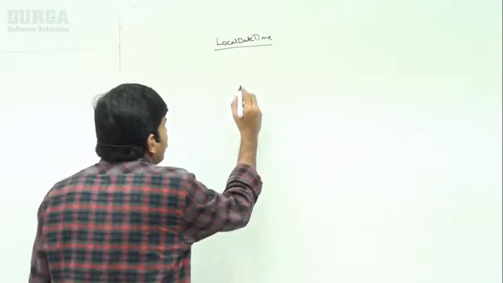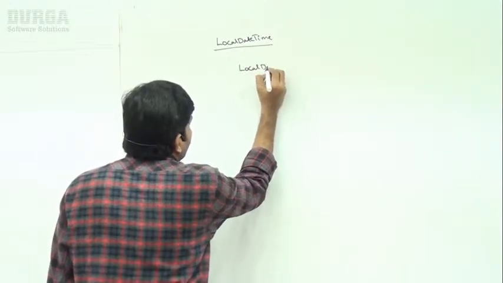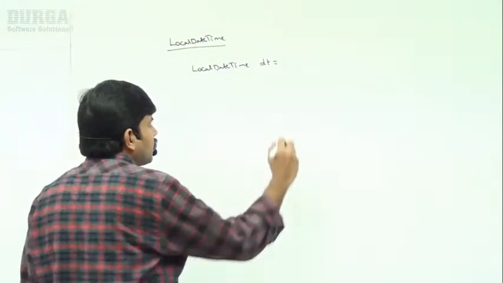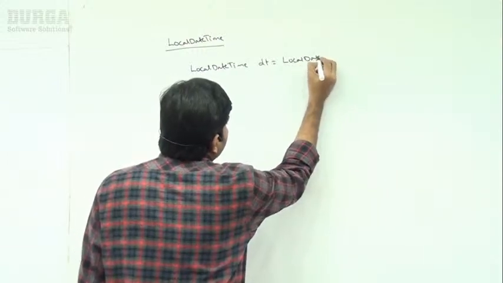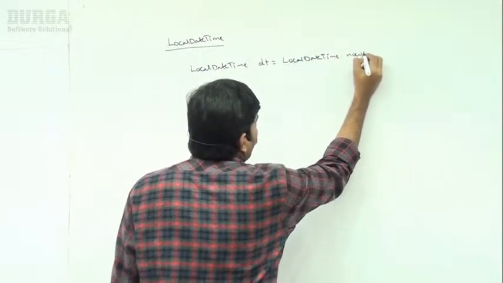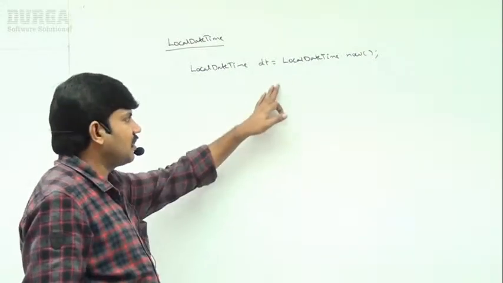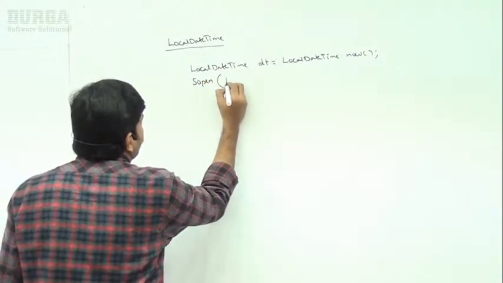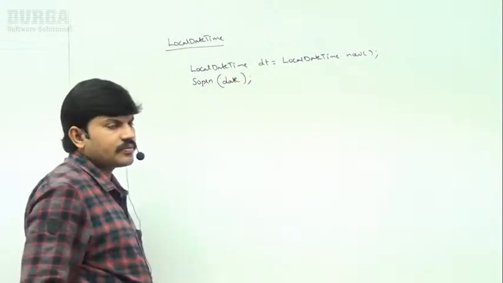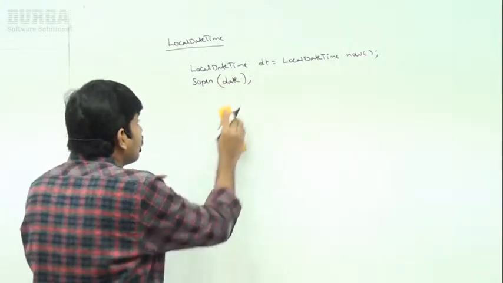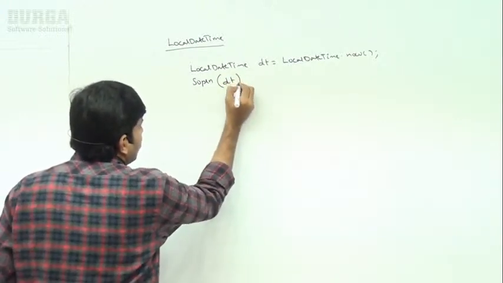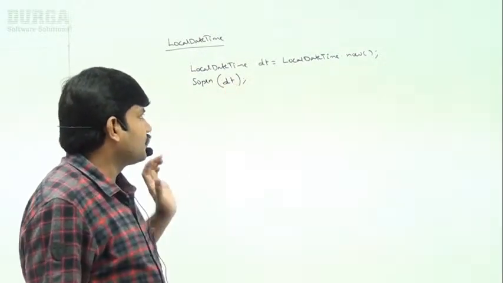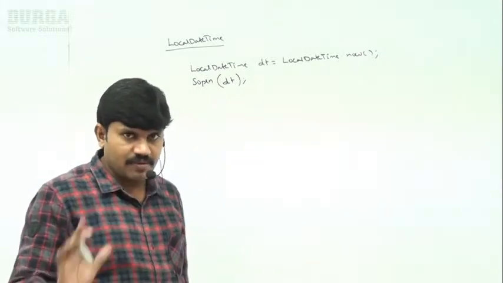Sir, how can I get it? Very simple, sir. LocalDateTime dt = LocalDateTime.now(). Everything was already discussed in the last part, right? Now just print System.out.println(dt). Now it is going to print both the current date and the time. It will print the date as well as the time, right?